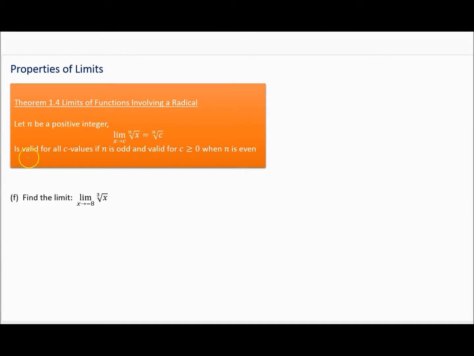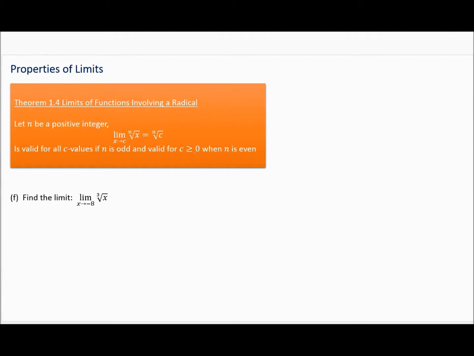Now, notice at the bottom, this is important, it says it is valid for all c values if n is odd. So if you have a cube root, a fifth root, a seventh root, a ninth root, if n is an odd root, then c could be positive or negative, it doesn't matter. But now if n is an even root, square root, fourth root, sixth root, then c has to be greater than or equal to 0, right? Because you can't take the square root of a negative number and get a real answer. And all this stuff that we're talking about are real valued answers. We're talking about graphs, so we're talking about real numbers.